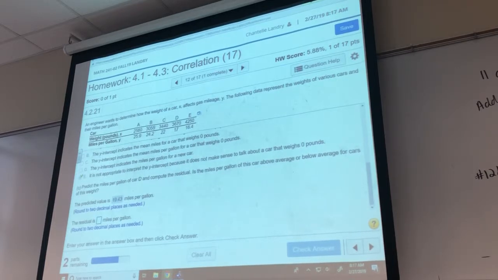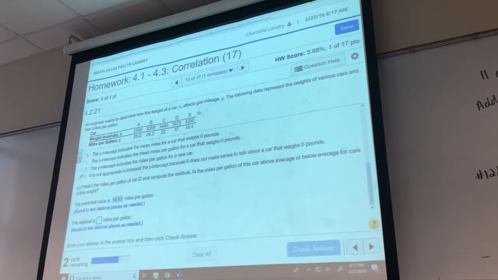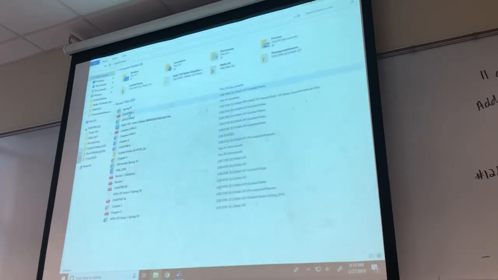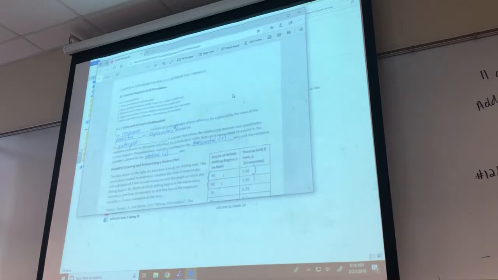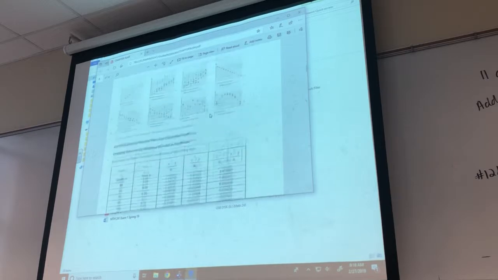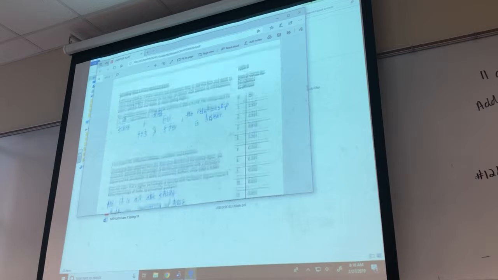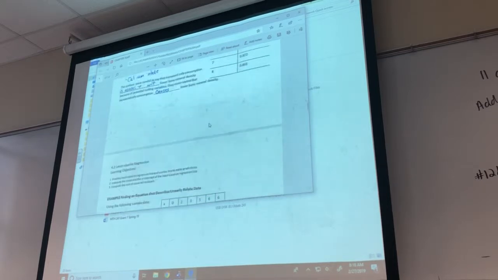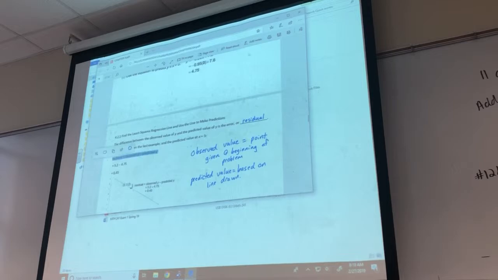Okay, and then we have to calculate the residual. And this part won't be on the test where you have to calculate the residual. Because it's the difference between the observed and the predicted, but I don't remember which one comes first. So let's see. Okay, so here we've got the residual is the observed minus the predicted.